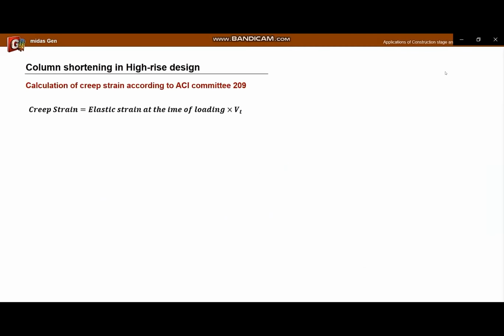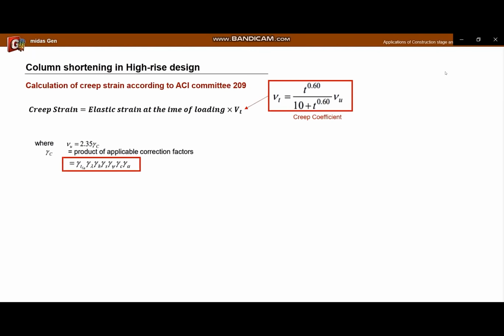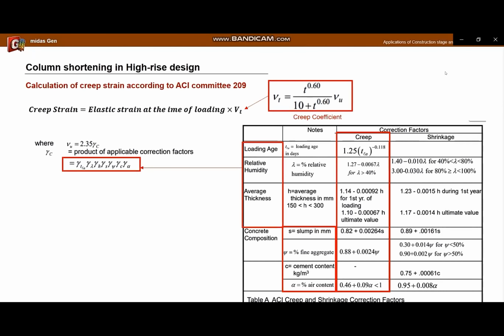Below is the creep strain calculation according to ACI 209. The creep strain can be calculated by multiplying the creep coefficient by the elastic strain. The creep coefficient is calculated by multiplying the time function by the correction coefficient, as shown in the equation on the left. For correction, it is calculated by considering 7 corrections as shown in the table on the right. In turn, loading time, relative humidity, volume surface area ratio, concrete slump value, aggregate ratio, cement content, and air content are applied as correction factors.